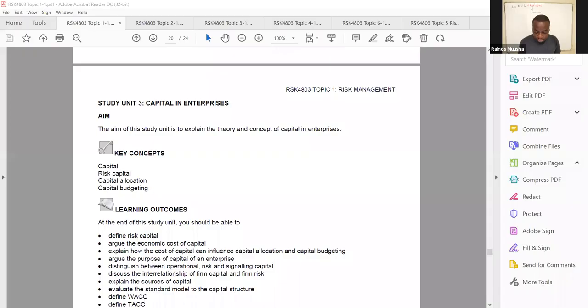So are there any questions on what we're going to be looking at from study unit one, study unit two, and study unit three? Are there any questions?